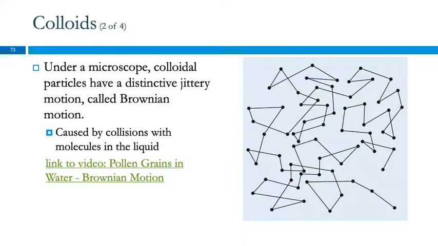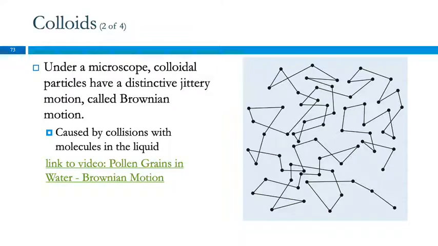If we look at these particles under a microscope, we can actually see them because they're much larger than molecules. Colloidal particles have a distinctive jittery motion. It's called Brownian motion. And this motion is caused by collisions between the colloidal particles and the water molecules. And this is the author's attempt at illustrating the path that this particle might take. It's just going to be jiggly all over the place.